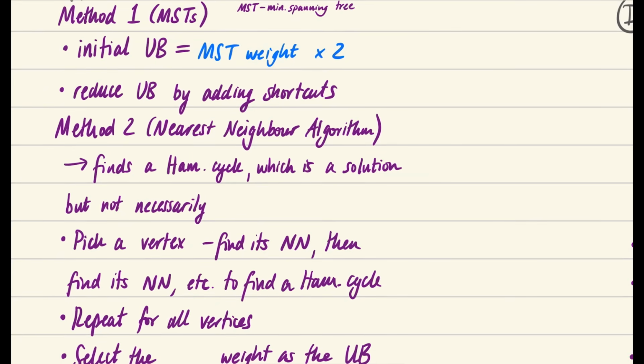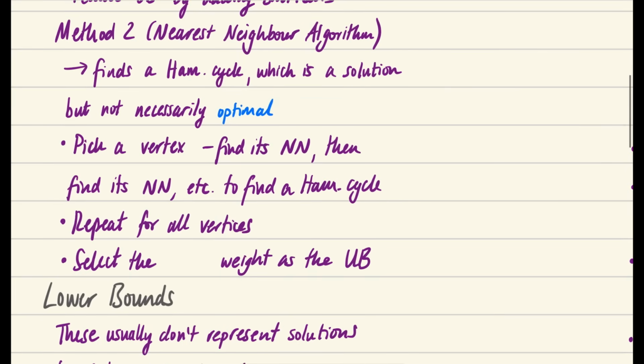The second method is the nearest neighbor algorithm. It's an easy algorithm because it kind of just describes what it is in the title. What it does is it finds a Hamiltonian cycle, which is a solution, but it is not necessarily an optimal solution. The way this works is you pick a vertex, you find its nearest neighbor, and then you find that one's nearest neighbor, and you find that one's nearest neighbor, etc. And this generates a Hamiltonian cycle.